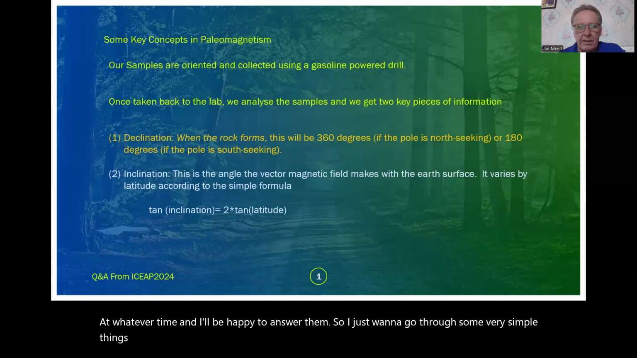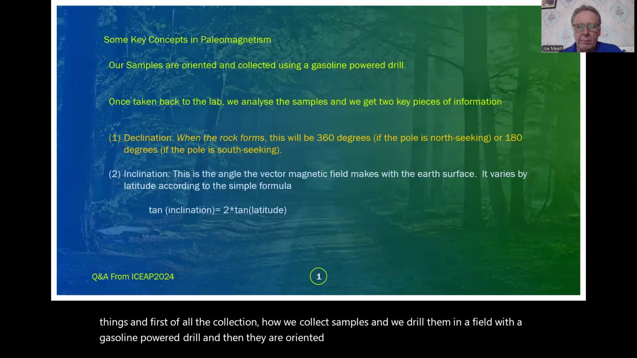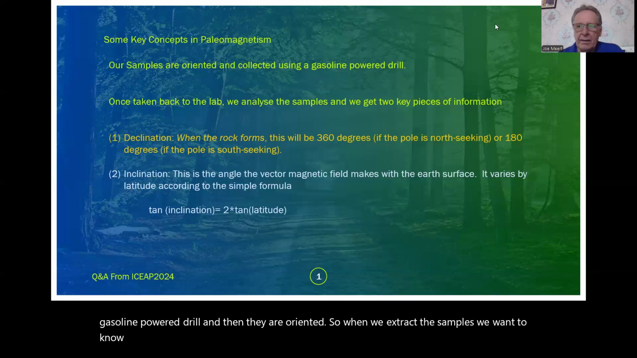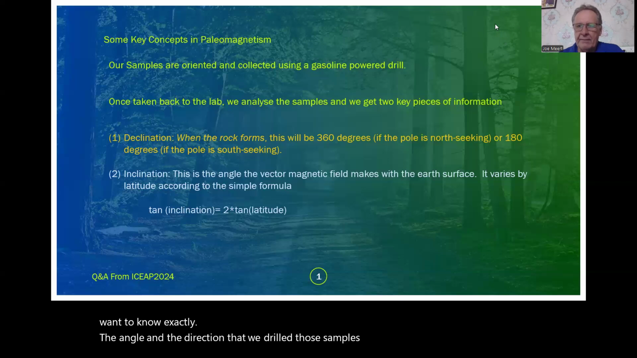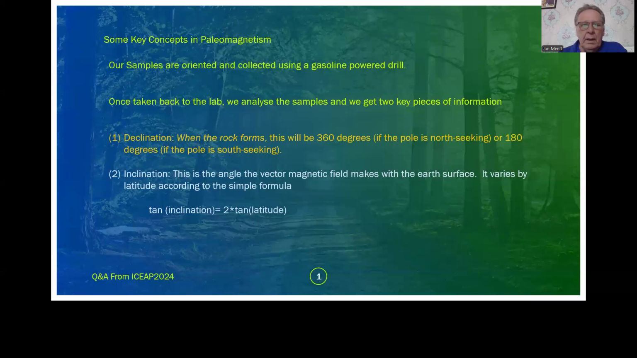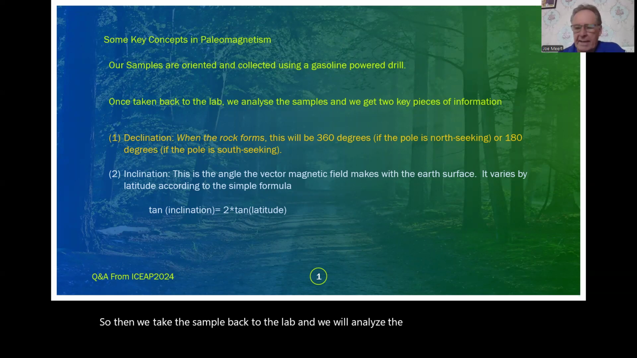First of all, the collection, how we collect samples. We drill them in the field with a gasoline powered drill, and then they are oriented. So when we extract the samples, we want to know exactly the angle and the direction that we drilled those samples. We have to have that information. Then we take the sample back to the lab and analyze it in a magnetometer, and we will get two pieces of information from that rock sample.